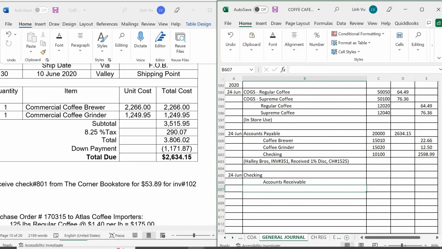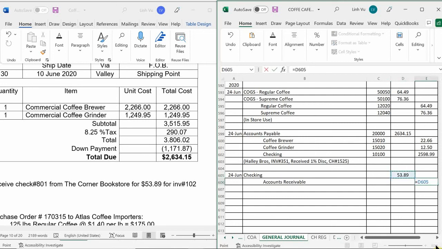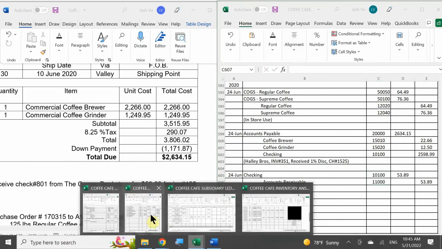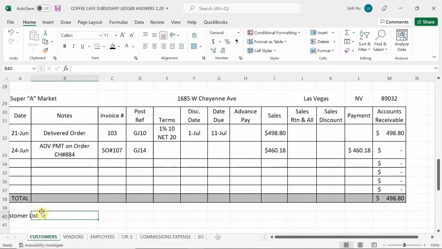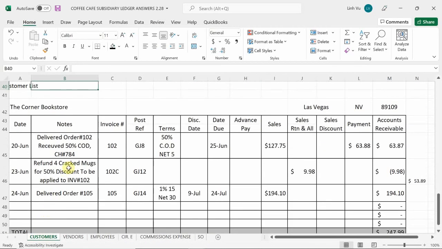So let's go ahead and double check and verify, right? Because we received a check for $53.89 for invoice number 102. Okay? So let's go ahead and double check that in my subsidiary ledger. This is the corner bookstore. So invoice number 102. Now, as we can see here, we got an invoice number 102 and an invoice 105. So that means we just issued them out another invoice. So that means they currently owe me $247.99 in grand total.